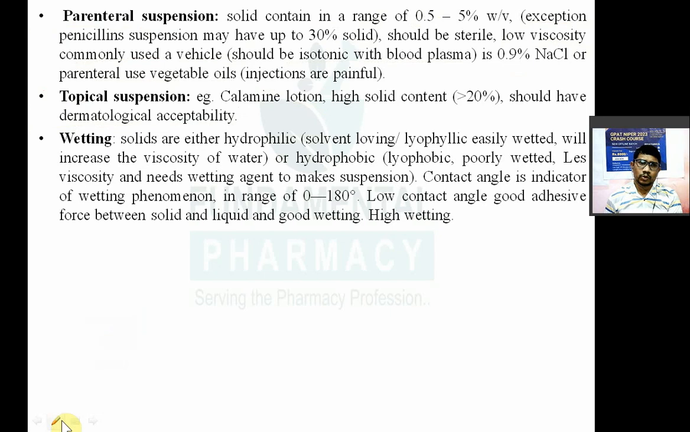Now, to understand suspension formulation effectively, you should understand the wetting phenomenon. We have already seen wetting in the earlier chapter. For effective formulation and stability, you should understand this wetting phenomenon. Right? Solids are classified as either hydrophilic or lipophilic. Hydrophilic means solvent loving, also known as lyophilic, and they are easily wetted. They will get wetted completely and easily.